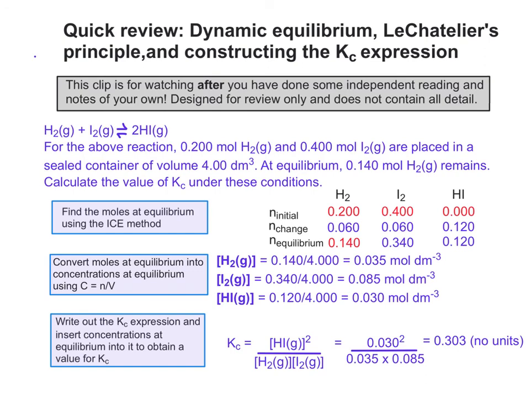So that gives us 0.303 to 3 significant figures. It's really important that if you work out that there are no units, because the units on the denominator and the numerator cancel each other out, then you actually have to write in no units so the examiner can credit you for it. Don't just write 0.303, actually write in no units in brackets just to show them that you've worked it out.